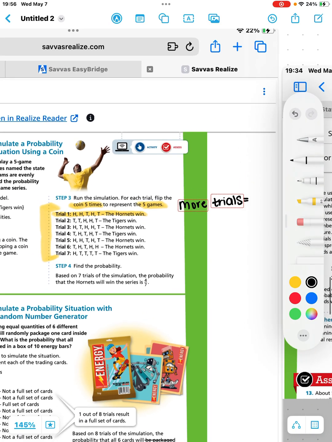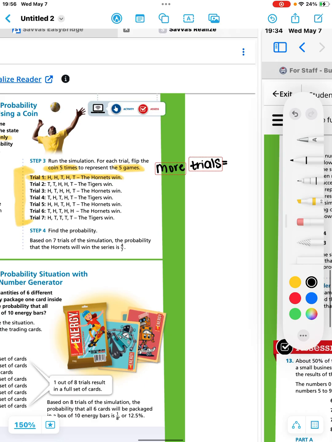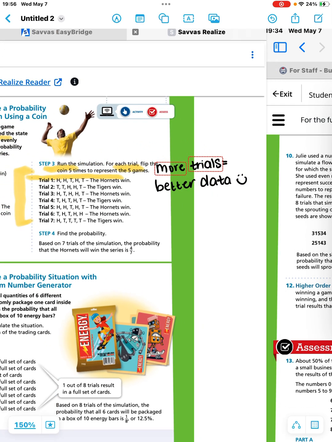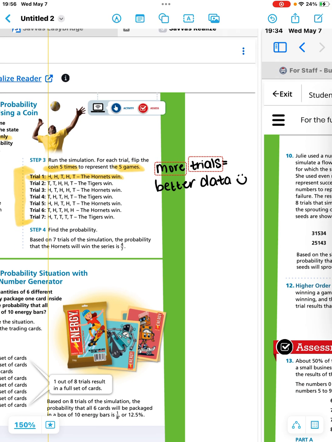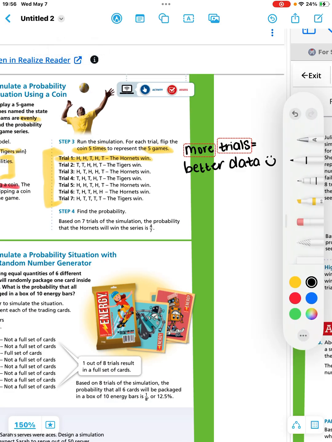equals better data. Better data with the smiley face. So they went ahead and do it 7 times, which is great. The more trials that you do, the better your data is going to be. So finding that probability based on the 7 trials, the Hornets win 4 out of 7 times.